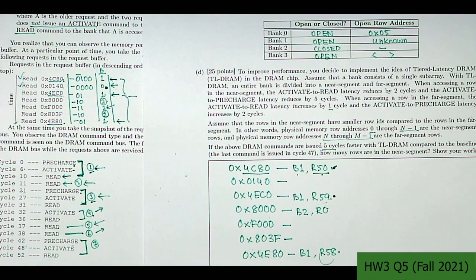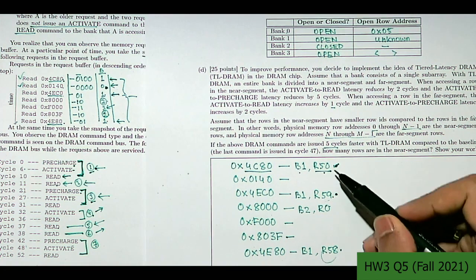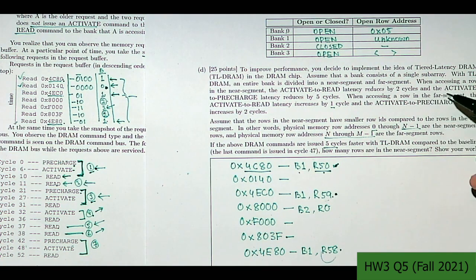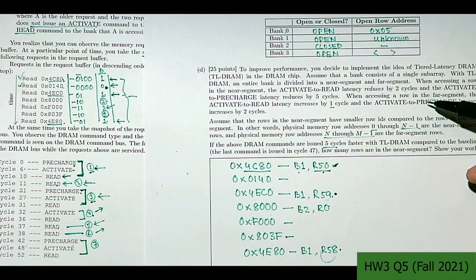Right. But there were different rows, so we get no benefits and no penalties. Pre-charge to activate. Yeah, we pre-charge the row 50. And then we activate the row 59, but there are different tiers, so we don't actually have any benefits, at least according to the description, for pre-charge to activate.